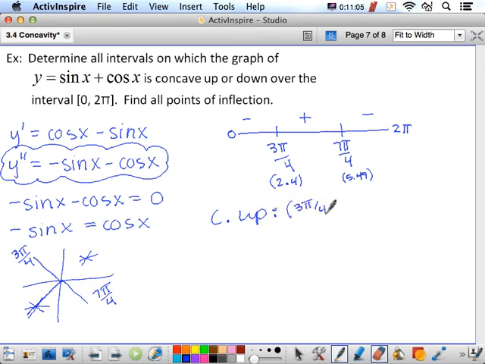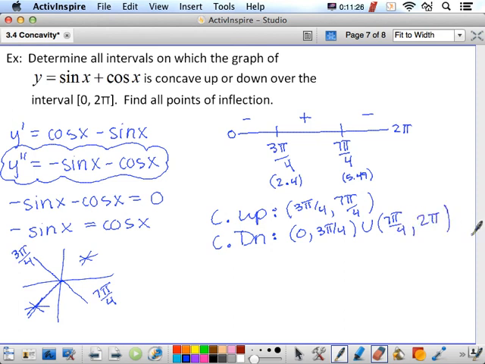Well, you were supposed to be in radian mode, right? Right. And in calculus we're always in radian mode. Concave down is from 0 to 3 pi over 4, unioned with 7 pi over 4 to 2 pi. And we're not going to infinity because trig functions are periodic, so they're going to continue to change. So we just chose one revolution there. And it looks like it has 2 inflection points. We have 3 pi over 4 and 7 pi over 4.